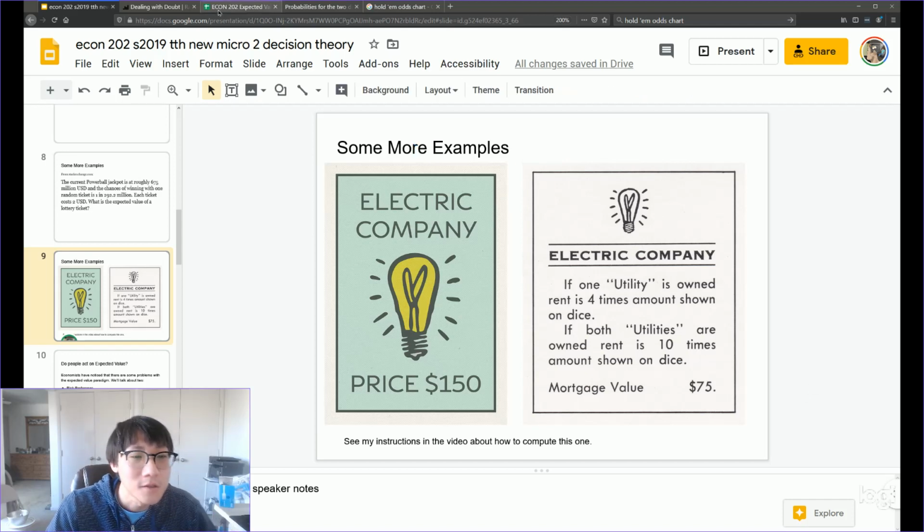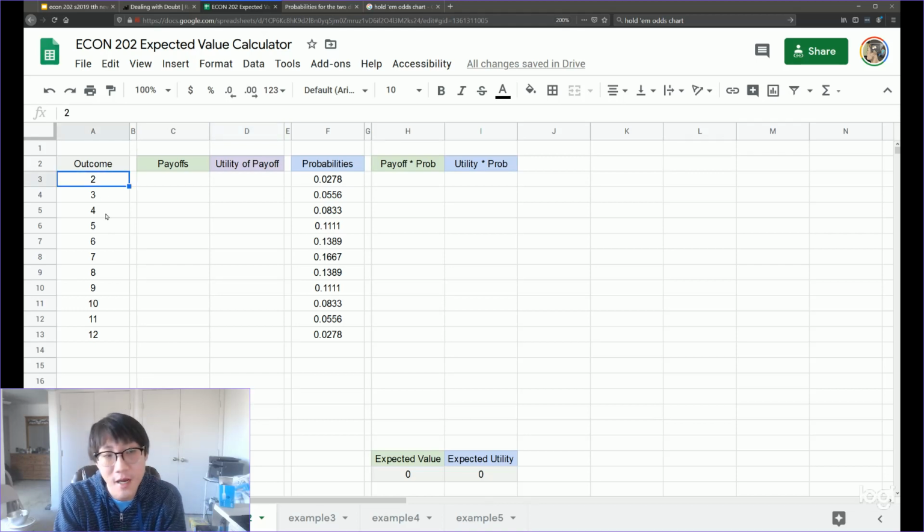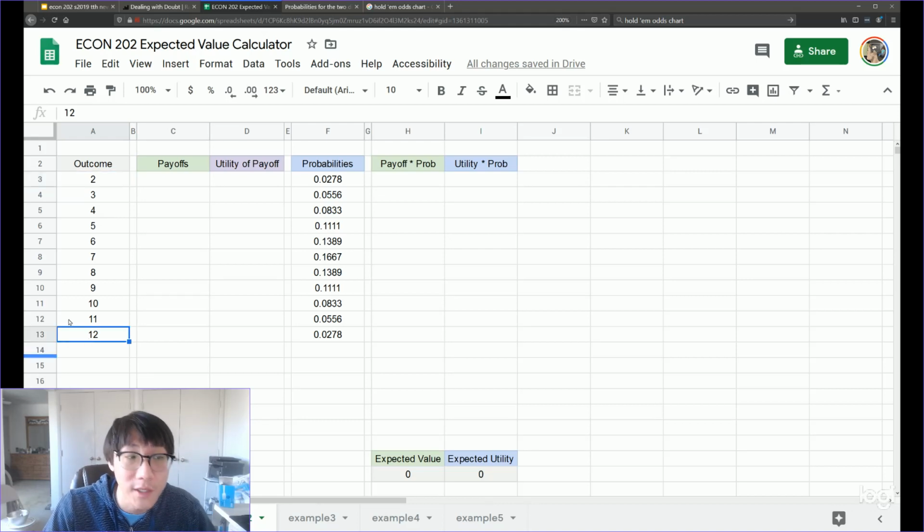Okay, so let's look at this example over here. First of all, unlike the previous examples, there's a large number of outcomes in this situation. Because if you roll 2 dice, like you do in Monopoly, there are a good number of outcomes. You could get anything from a 2, so rolling a 1 on both dice, up to a 12, or rolling a 6 on both dice. Okay, so there are those outcomes.